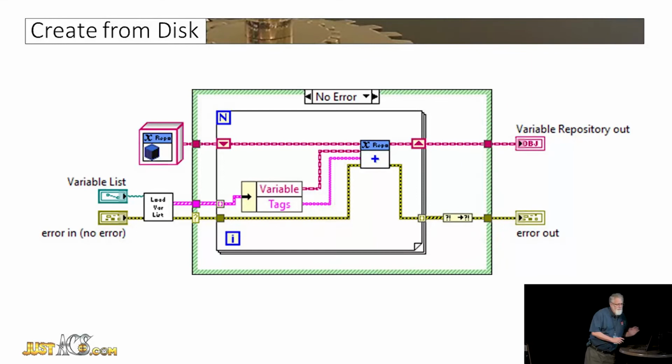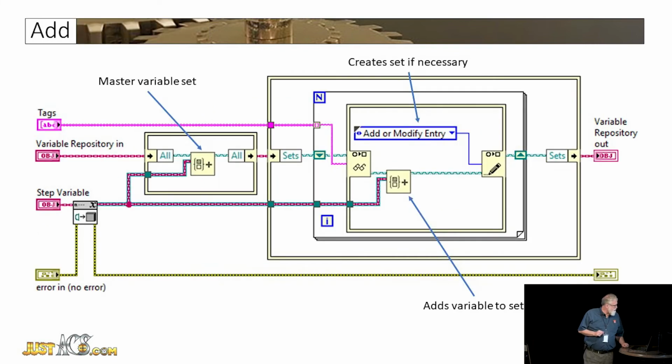If I want to create my variable repository from disk, I want to have access to my bag of 200 searchable variables. That load variable list is the code that I showed you at the beginning about pulling stuff in off a disk. You've seen that code. Now I have an array that is a variable and the tags that go with that array, those feed right into the add function. The add method looks like this.